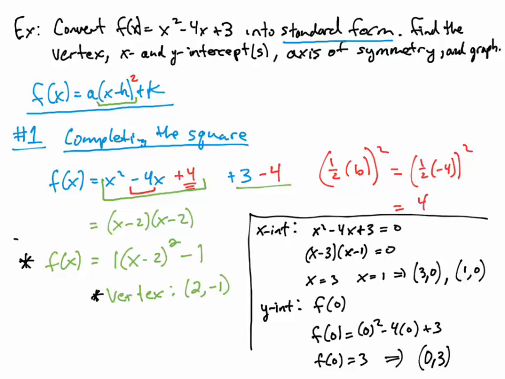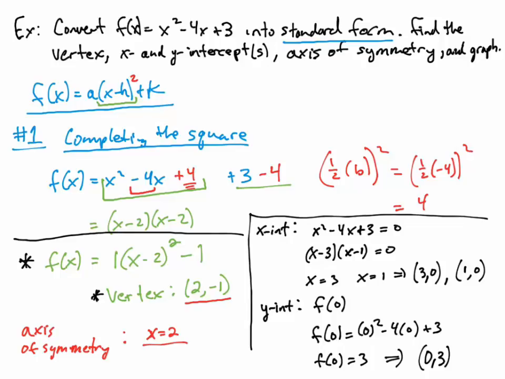And then lastly, we need to find the axis of symmetry. And remember, the axis of symmetry is just a vertical line that is cutting through the vertex. And the vertex is (2, -1). So a vertical line through that point is just going to go through the x coordinate here. So we're going to say x is equal to 2 is the axis of symmetry.